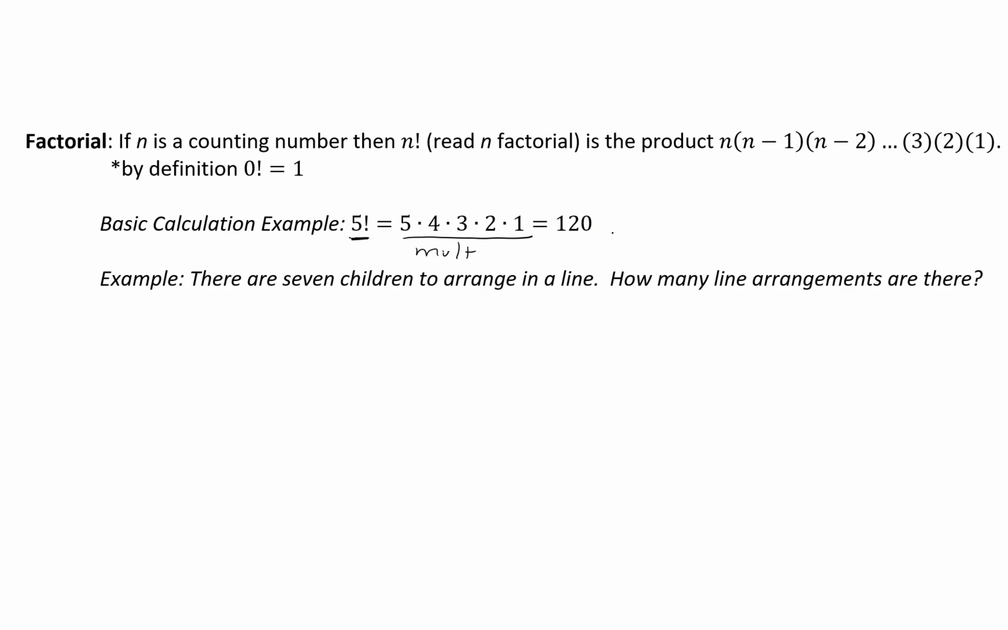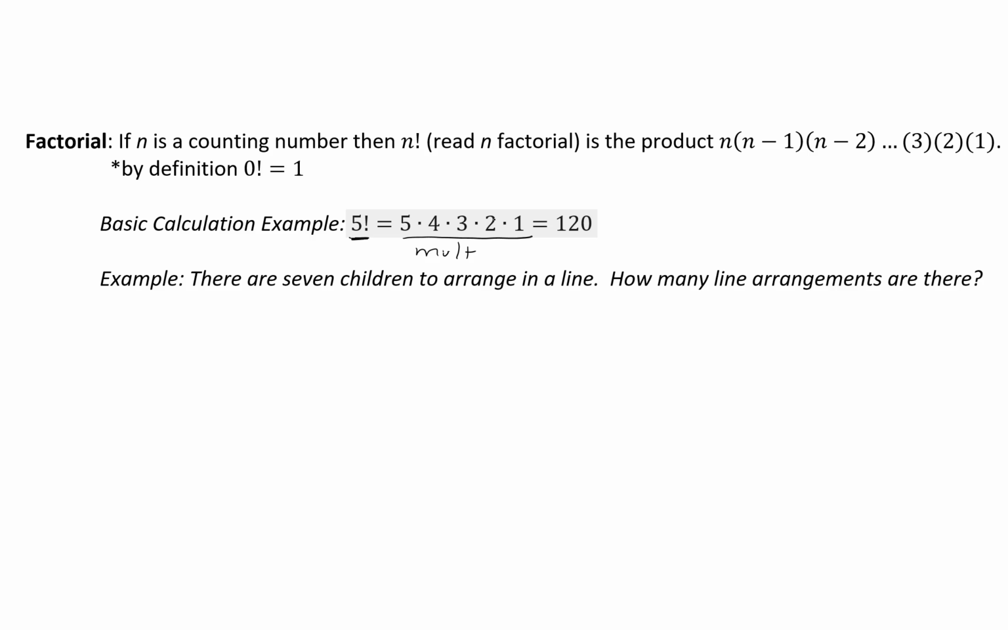Please notice that there are factorial buttons on calculators, both personal handheld calculators, phones that have scientific calculators, and also websites. So please don't actually type 5 times 4 times 3 times 2 times 1 into your calculator. Instead, type in 5, look for the exclamation mark, and notice that the answer then becomes 120 on your calculator.